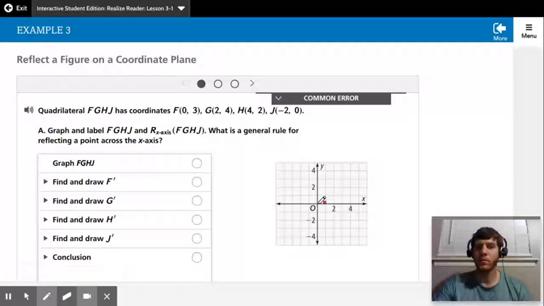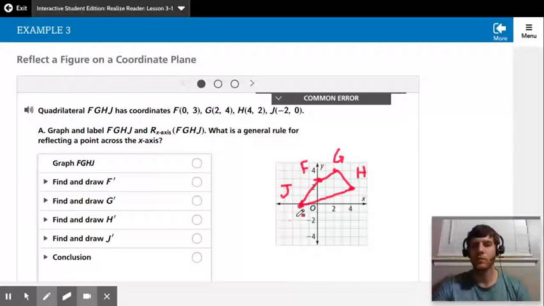F is going to be 0, 3. So here is point F. Okay. G is 2, 4. So here's the point 2, 4. That's going to be point G. H is 4, 2. So that's going to be right here. Here's point H. And then J is negative 2, 0. So we go negative 2, 0. Here's going to be point J. And then if we connect our points on our quadrilateral, there is our quadrilateral FGHJ.